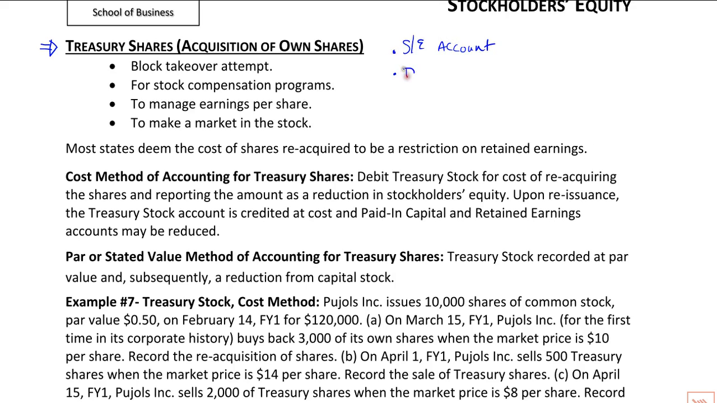And it has a debit balance, which means it reduces stockholders' equity. All right. So instead of debiting an asset account, as we would when we buy equity from another company, we reduce stockholders' equity. Just briefly, why does this happen?